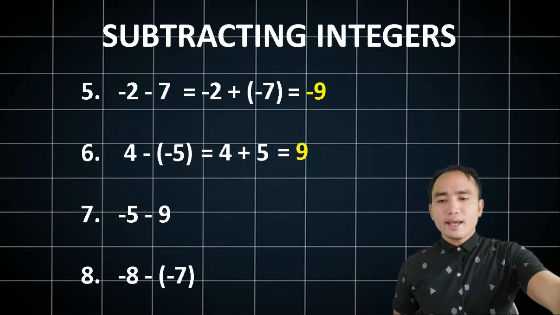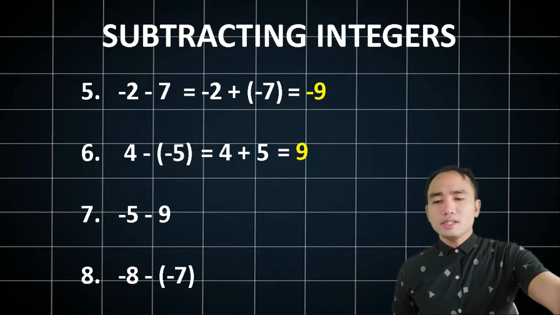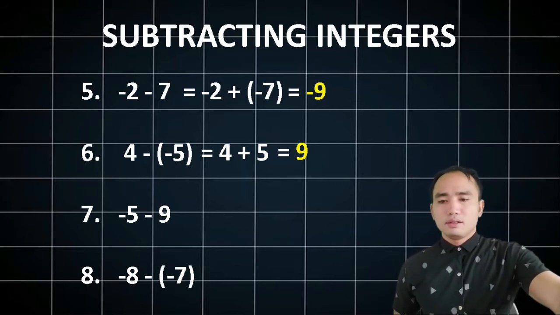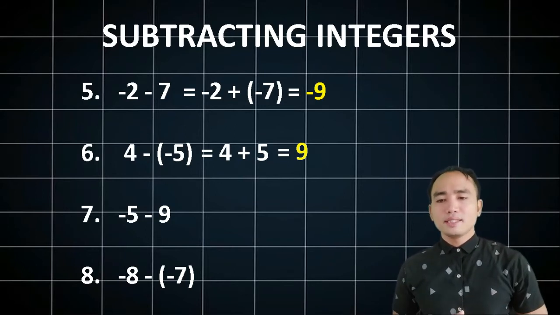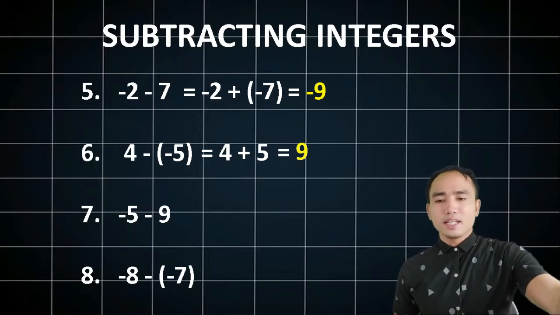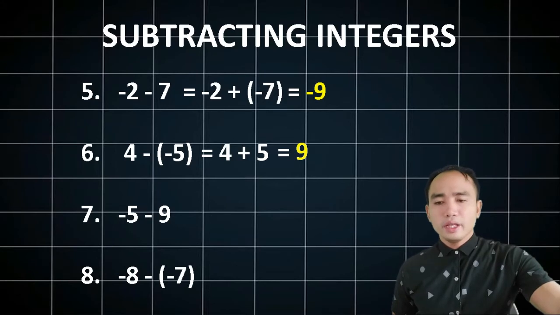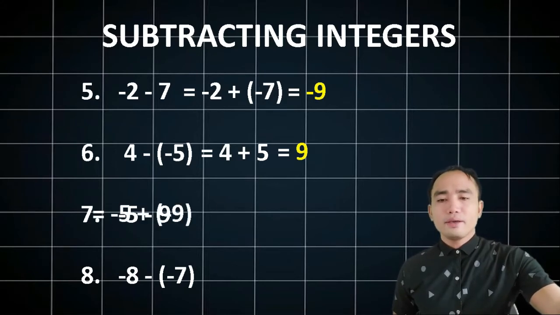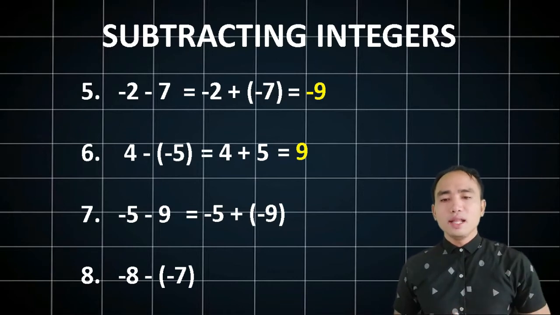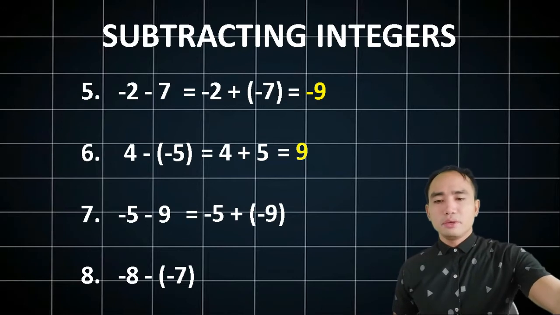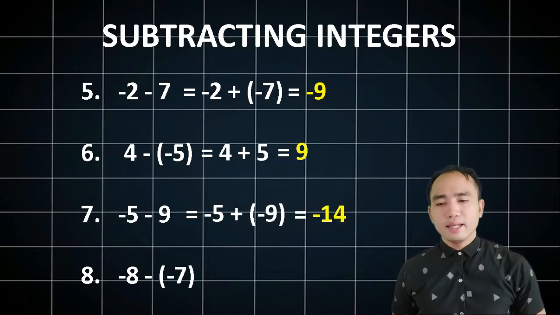Number 7, negative 5 minus 9. Our 9 is positive, and the additive inverse of positive 9 is negative 9, and we change the operation into addition. It will be negative 5 plus negative 9. And then go back to our rule in adding integers. The answer will be negative 14.